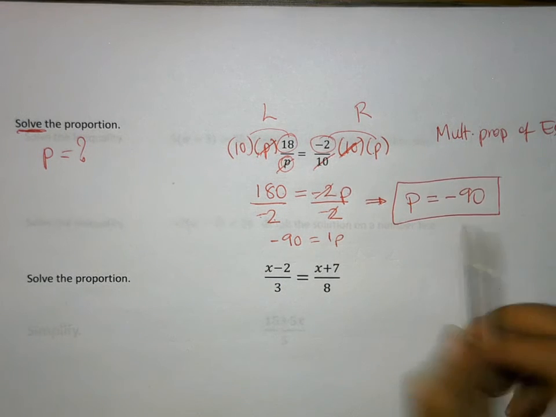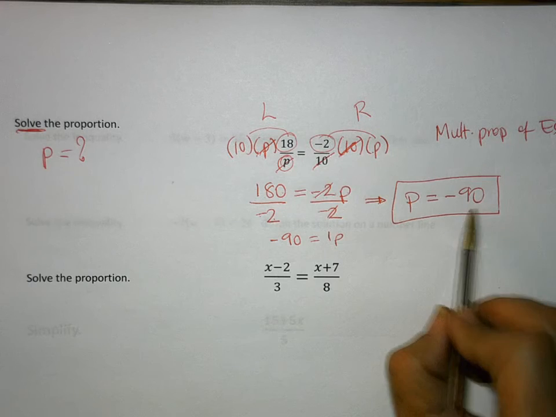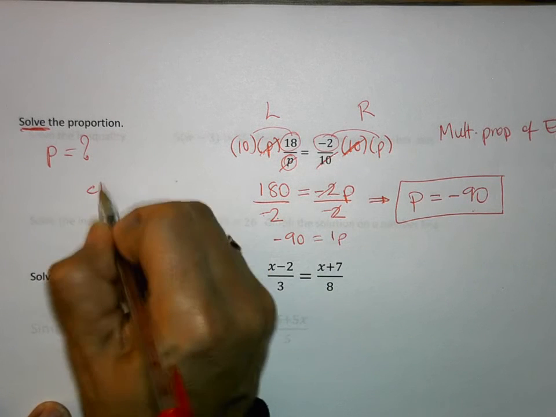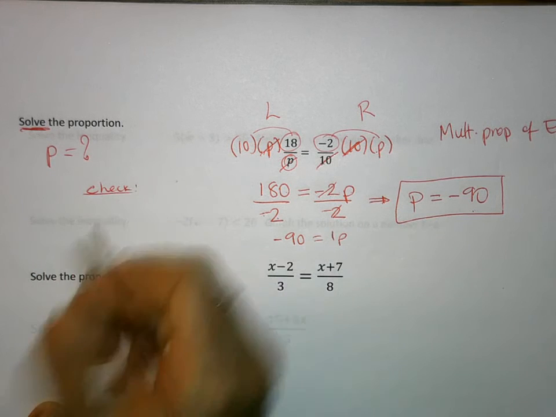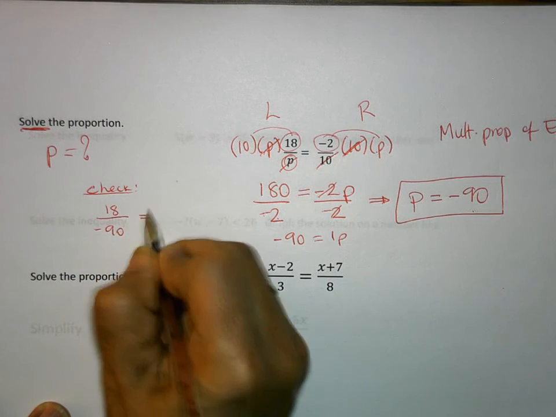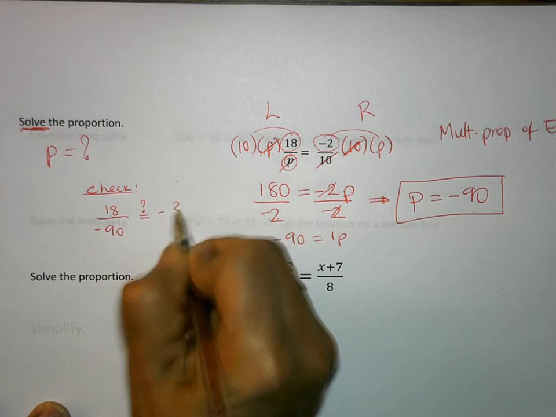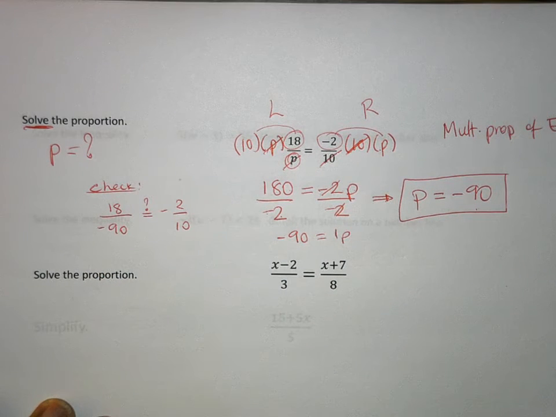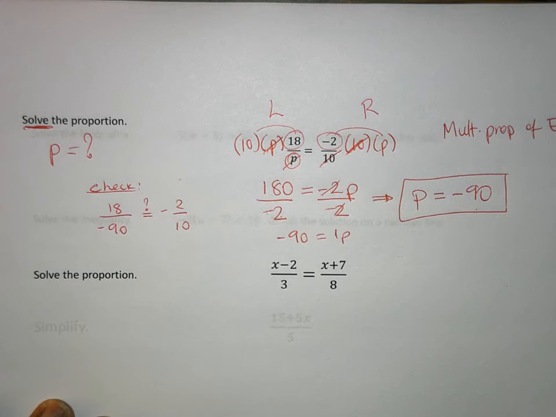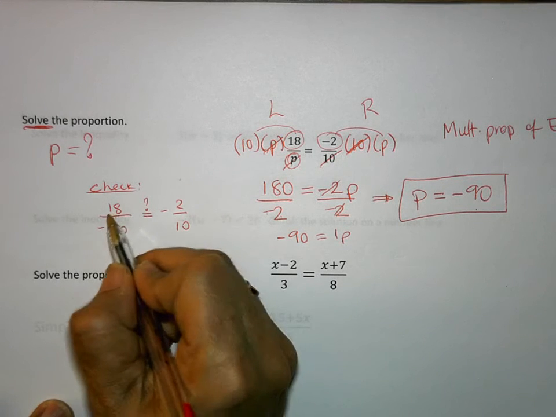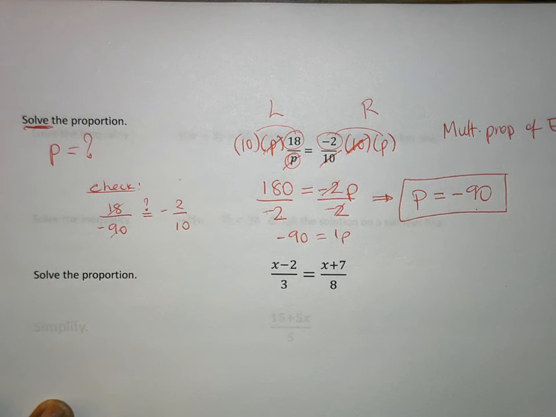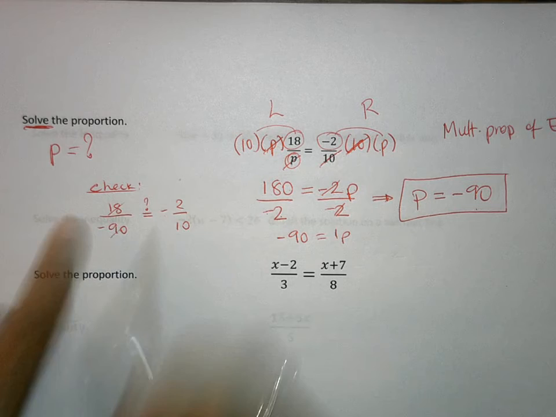If you want to know that you are right, all you have to do is put it over here and check your work. If you get 18 divided by negative 90, does that really equal negative 2 over 10? So all you have to do is simplify this fraction. The 18 can be divided by 9 and you do get a 2, and this 90 divided by 9 you do get a 10, and they are both negative expressions, so you are correct.